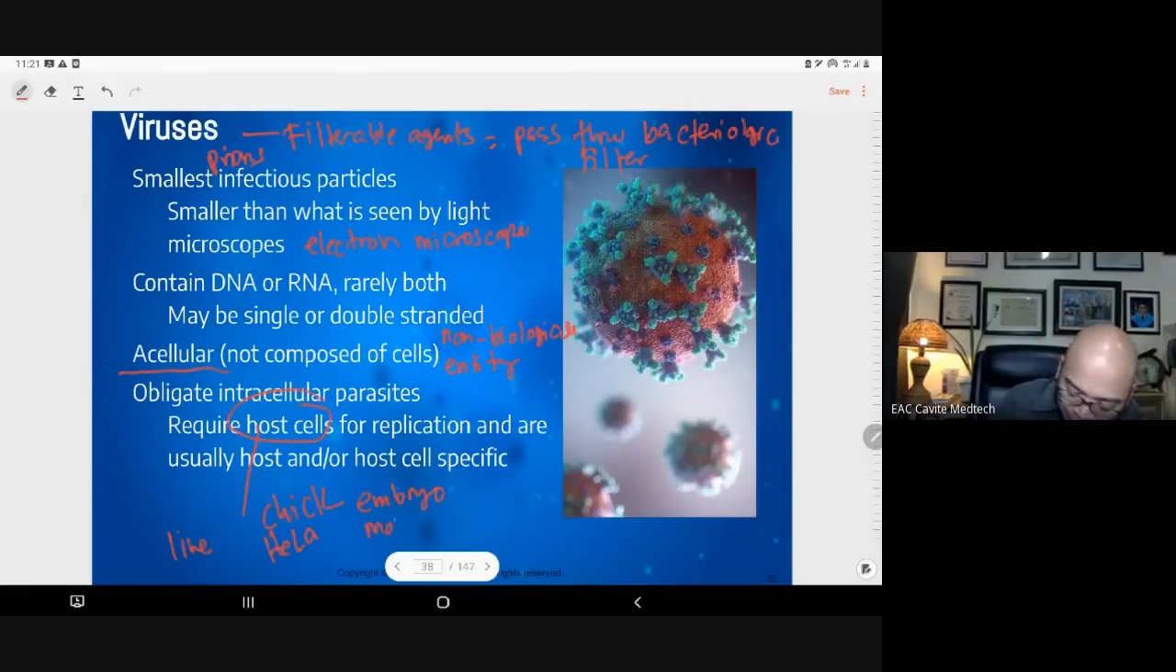Or the monkey kidney cells. The monkey kidney cells are examples of live cells, and we can use these live cells to cultivate viruses. So they are even more complicated to culture as compared to bacteria.